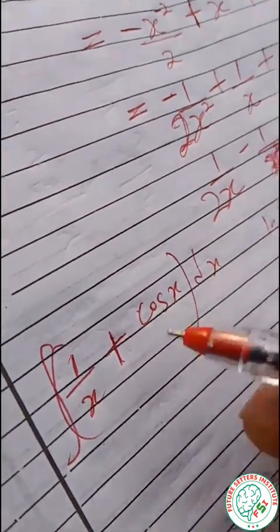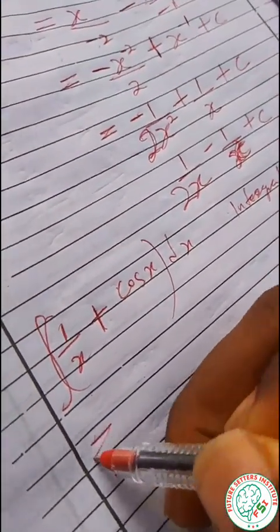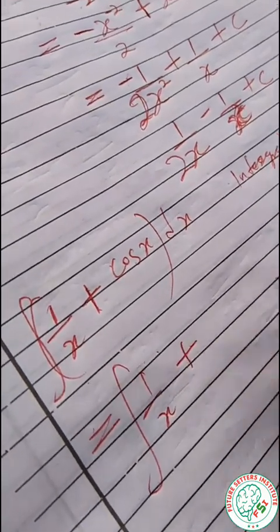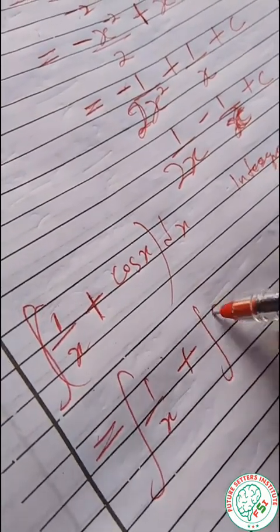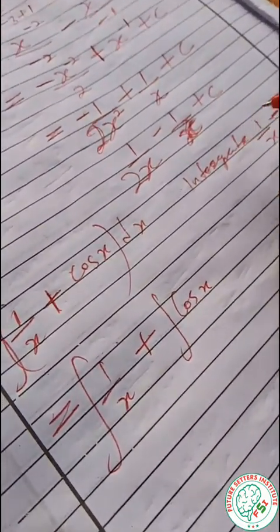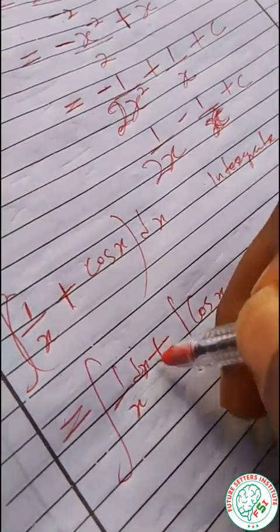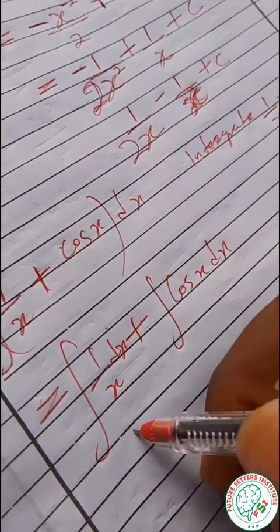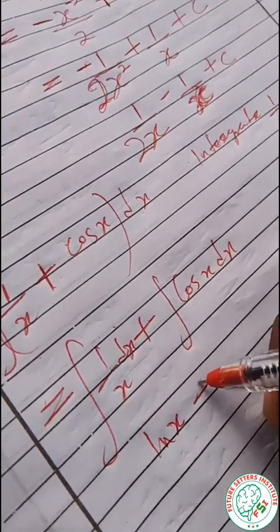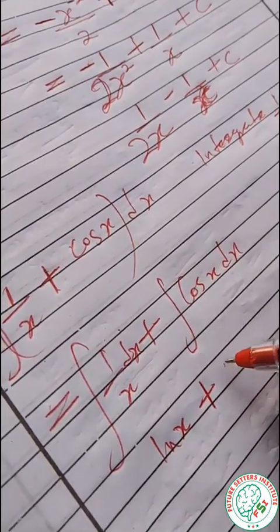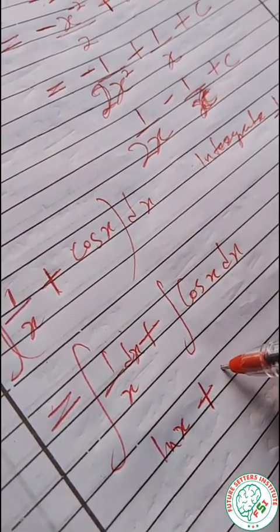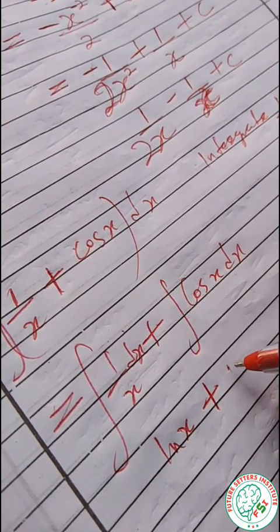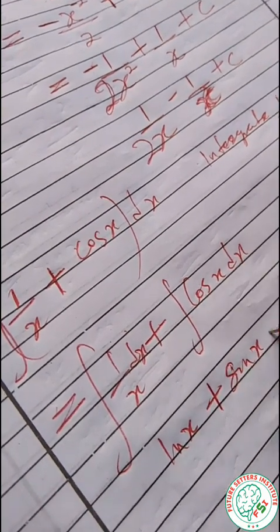It will give you the integral of 1 over x plus cos x. Now we're going to separate it, 1 over x, then we have cos x, and this will give you ln x plus, if you integrate cos x, it will give you sin x, plus c.